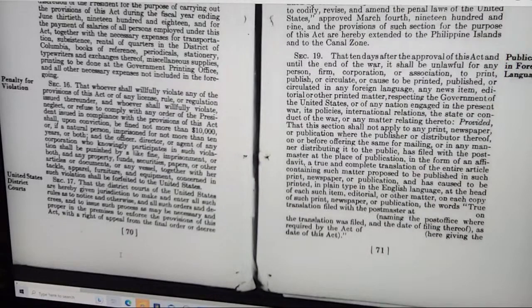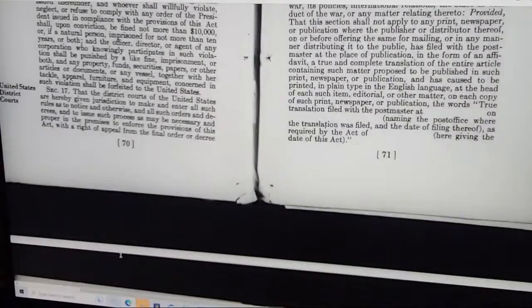the publisher or distributor thereof, on or before offering the same for mailing or in any manner distributing it to the public, has filed with the postmaster at the place of publication, in the form of an affidavit, a true and complete translation of the entire article containing such matter proposed to be published in such print, newspaper, or publication, and has caused to be printed in plain type in the English language at the head of each such item, editorial, or other matter, on each copy of such print, newspaper, or publication, the words: True translation filed with the postmaster at blank on, naming the post office where the translation was filed and the date of the filing thereof, as required by the act of, here giving the date of this act.